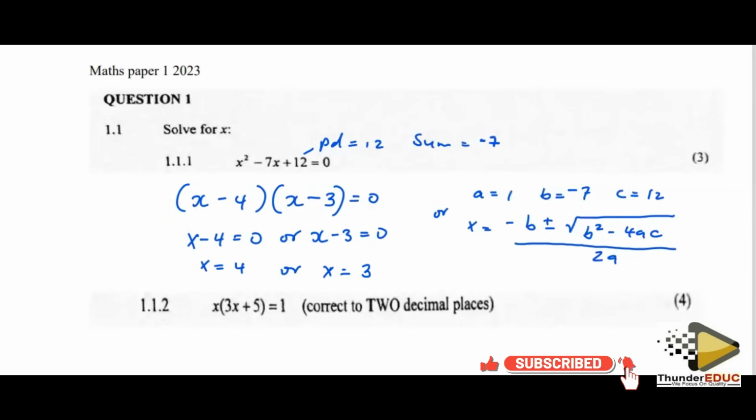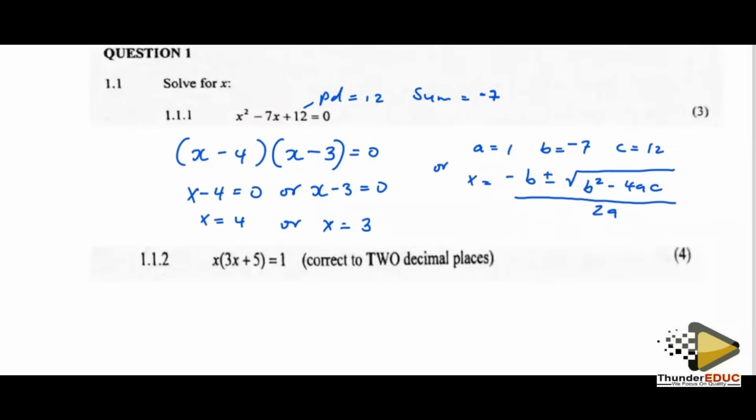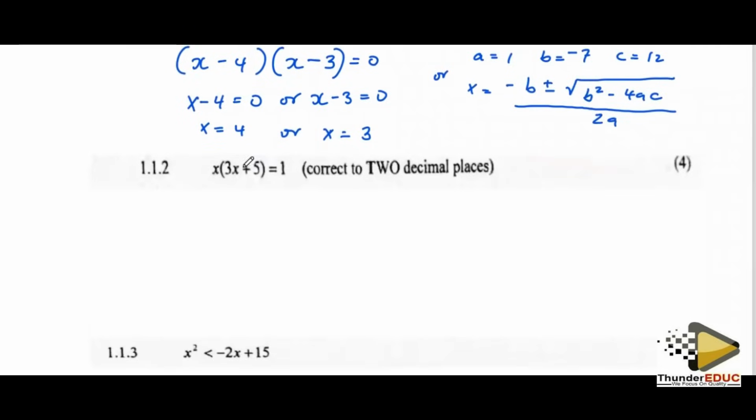Alright, then 1.1.2, they're telling us that if we have x into 3x plus 5 is equal to 1. Now, whenever they tell you that you must give your answer correct to decimal places, in most cases, they need us to use the quadratic formula.